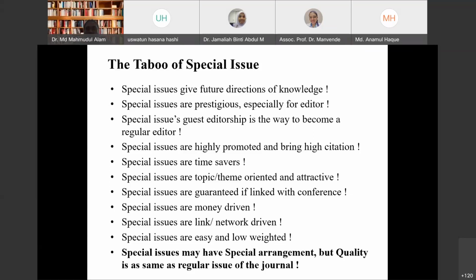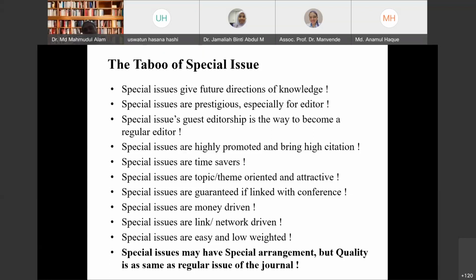I don't say it's an ethical or unethical issue; it is an issue of arrangement. In some cases, like the Indonesian case, they said special issues are easy and low weighted. Actually, this is not true.